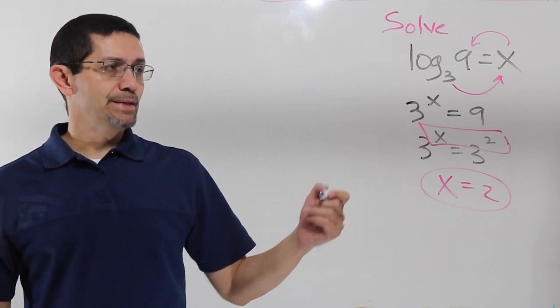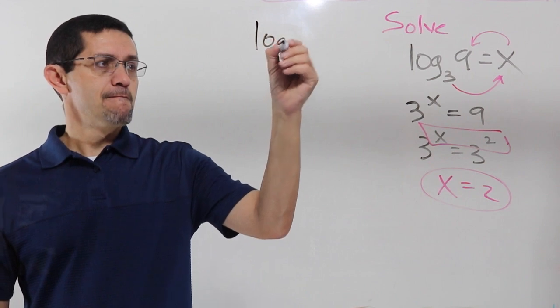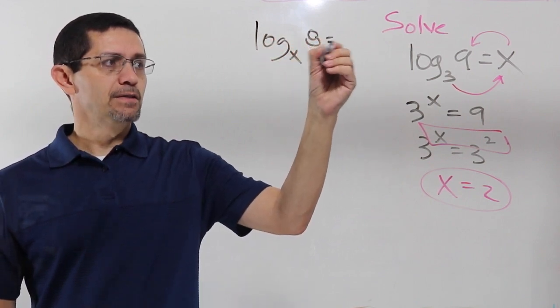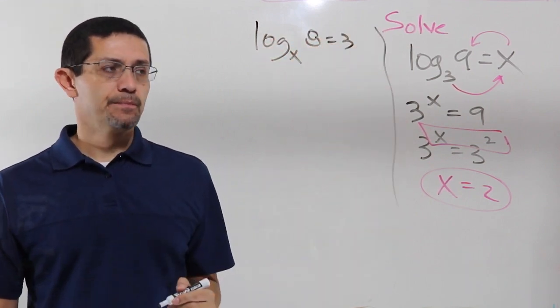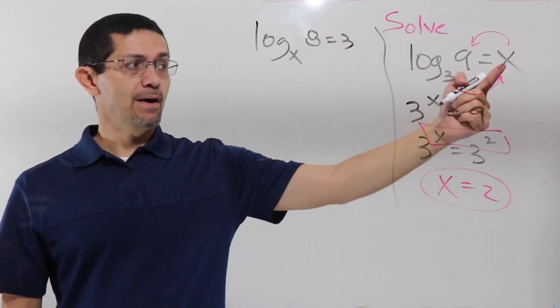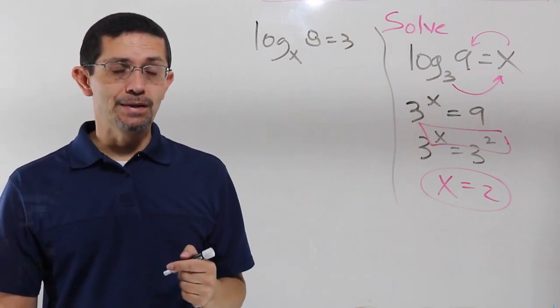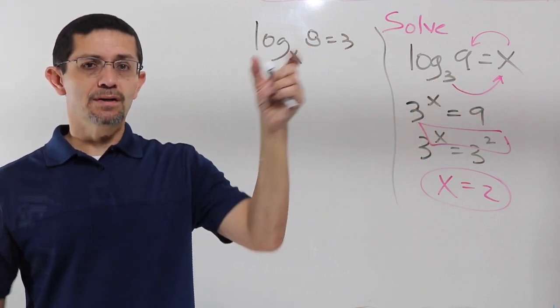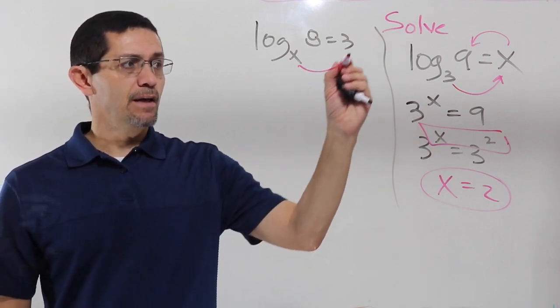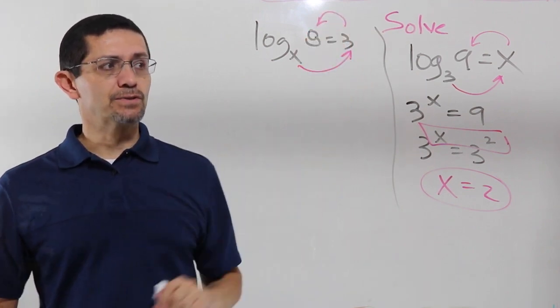I have log base x of 8 equals 3. Okay, now my variable is the base. Same thing, only one log. Therefore, I'm going to rewrite it as x to the third power equals 8.